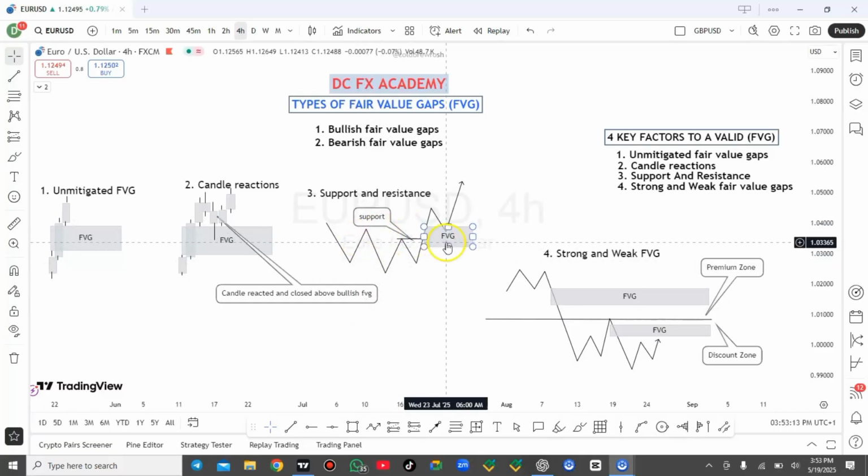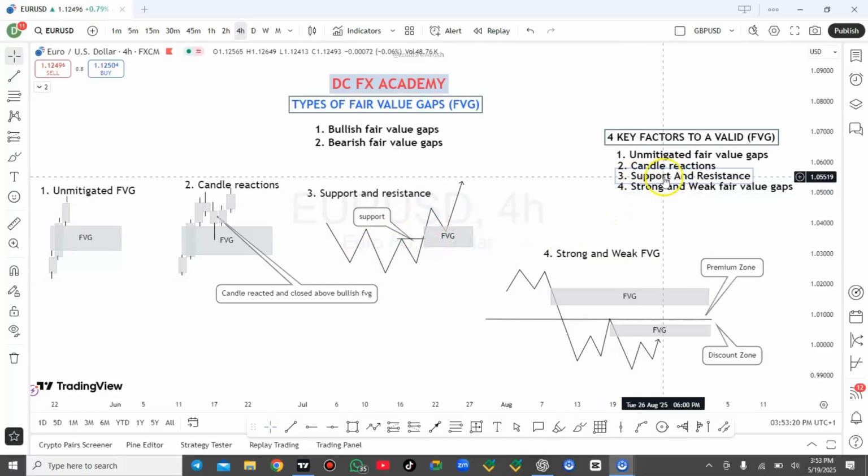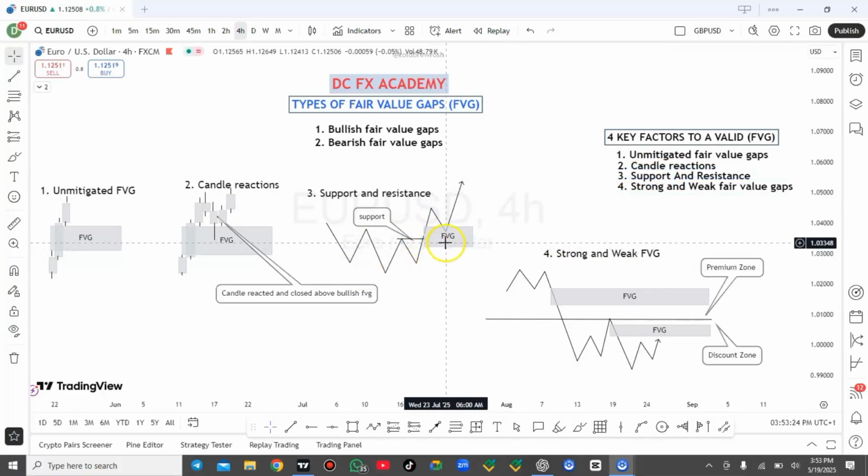I'm sorry if you can't grab it very well, but I will try my best to explain everything that is going on right here. So the support and resistance is also a very good fair value gap setup you will ever get.